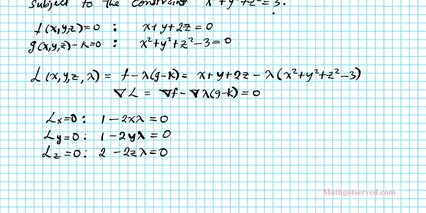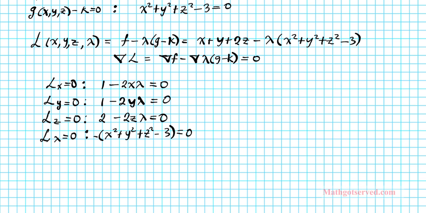We need one more equation for our system, which is the partial of L with respect to lambda. This first part has no lambda in it, so it drops to 0. And we're going to have negative, because the derivative of lambda is 1, 1 times the expression being multiplied by lambda, which is x squared plus y squared plus z squared minus 3. What do we do with that? We set it equal to 0. So this is our system of equations that we're going to use to find the critical points. All right, so this is how you go about doing it.